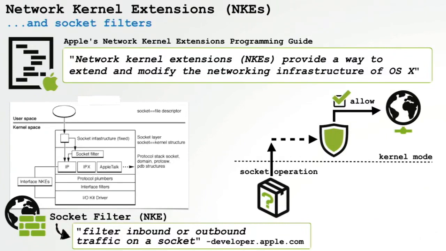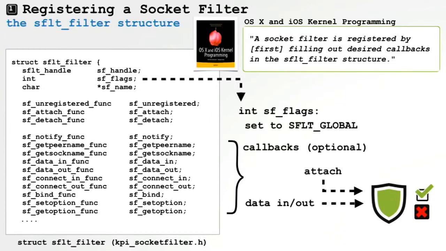One type of NKE is called a socket filter, which, as its name implies, can filter network traffic at the socket level, which for creating a firewall sounds perfect. So in order to filter network traffic and connections, we first have to register a socket filter. You accomplish this by first filling out a socket filter structure. This structure has various callbacks, which once registered will be invoked by the operating system anytime a socket action occurs. This gives our firewall the ability to monitor, examine, and filter these socket actions.